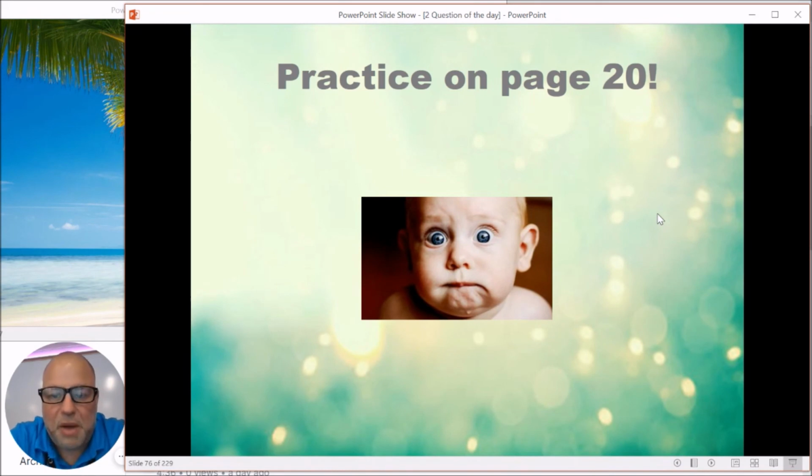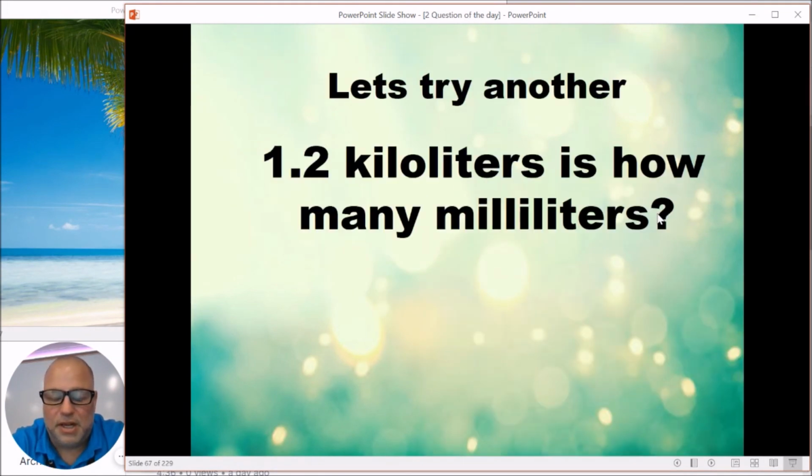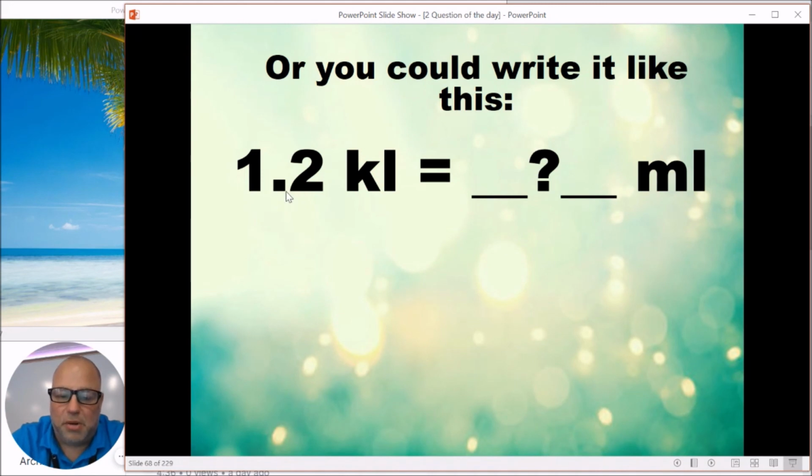So now what we're going to do is practice. Normally the practice is on page 20, but we don't have the workbooks this year, so you're going to practice by doing the quiz that follows this. So just remember the steps. If we do one of these, they're going to ask you for a number of a unit, and you've got to convert it to another unit.